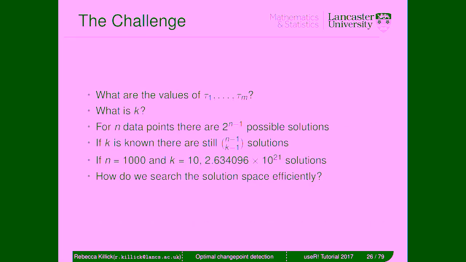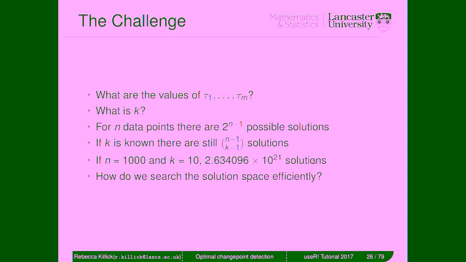So the challenge in this is that what actually are the values of my change points? And I've got an M here, and that should be a K. Apologies. What is K, the number of change points? Just to give you an idea of the scale of this problem, if K is known, so that means you know the number of change points, then there's a huge amount of solutions. So if N is 1,000 and K is 10, then we have 2.634 times 10 to the 21 solutions. To solve the problem exactly, we have to check every single one of those and see if it's the best.